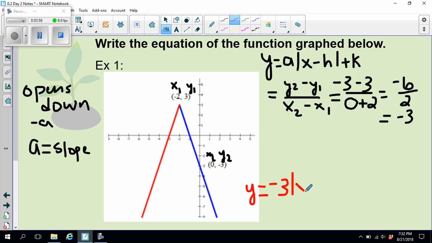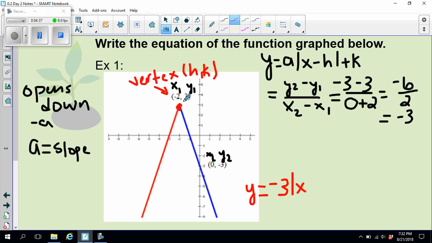So now what we have to do after we found our slope is now find the vertex, because that's what's going to go into our h and our k value. Now remember, that is the single point that's either the highest or lowest. If we look here, it seems that -2, 3 is our vertex. Okay, so what we need to do is place -2 as our h value and 3 as our k.